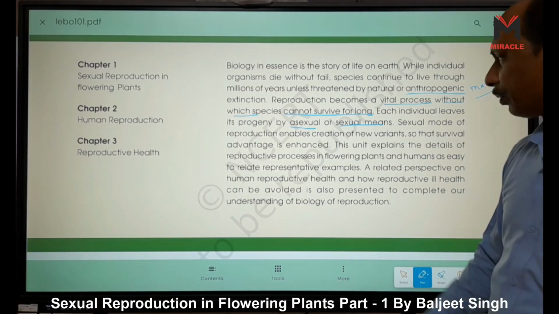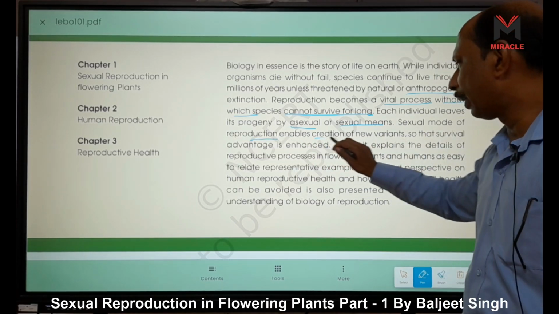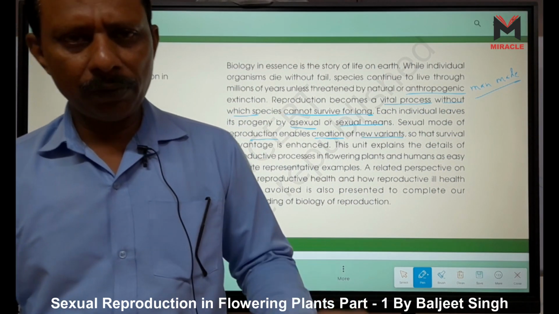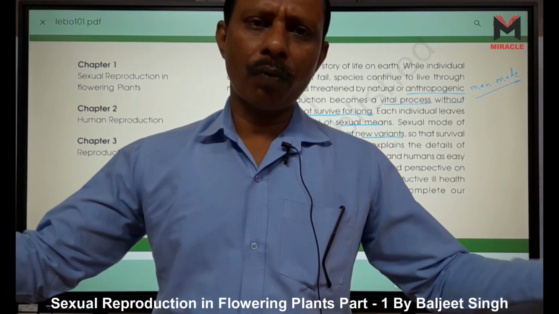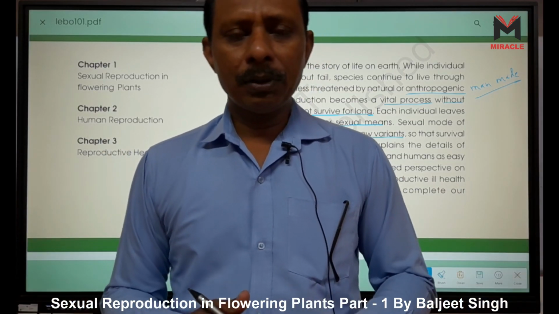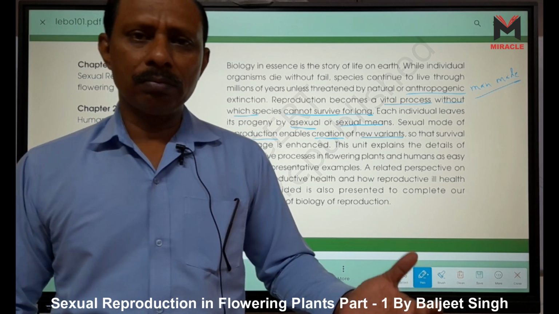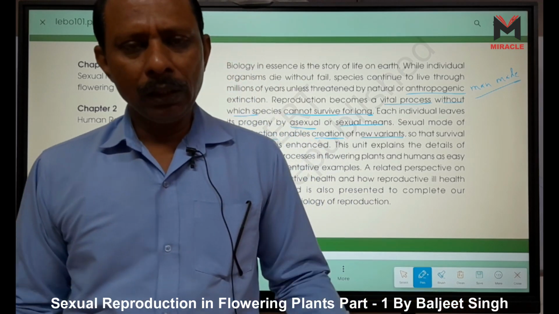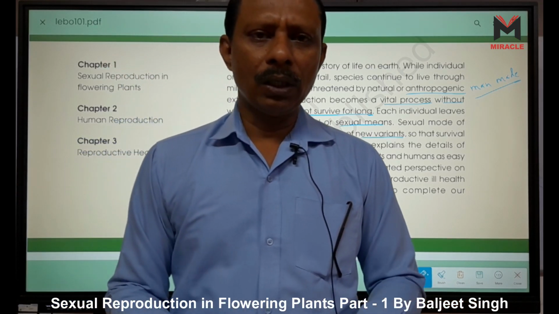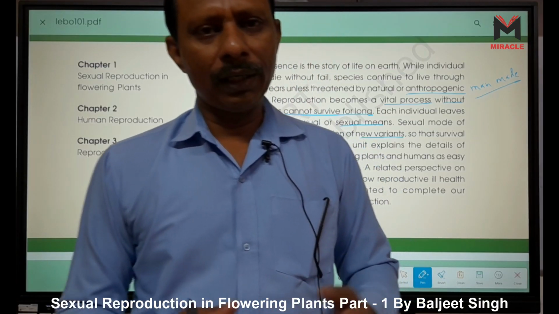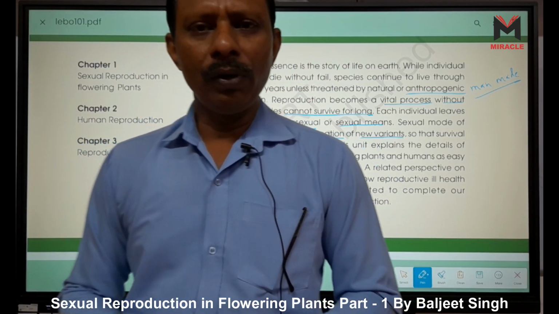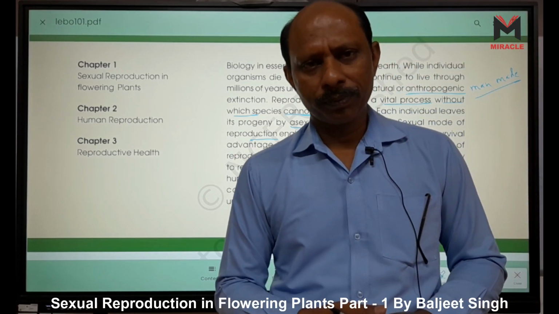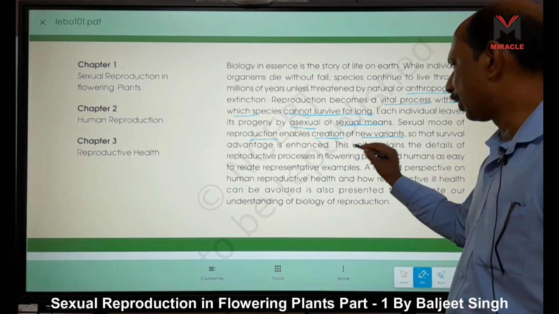Sexual mode of reproduction enables creation of new variants. In sexual reproduction, what happens? Fusion of male and female gametes, and these gametes come from different organisms. That means different organisms have different variations, different characteristics. So when they intermingle, what happens? In the new generation, we find some variation, some dissimilarity, or we can say an intermediate organism is produced, right? And this leads to variation, right?